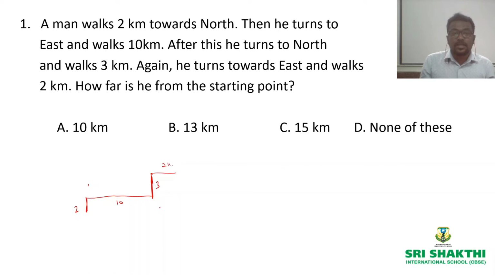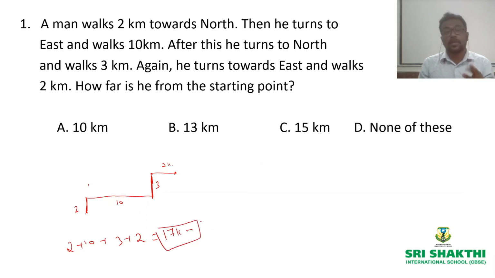How far is he from the starting point? So from here to this particular point, how far is he? This is a general question. Mostly students who don't know the concept of the Pythagoras theorem will simply add all these: 2 plus 10 plus 3 plus 2, which comes to around 17 kilometers. But this is not the right answer. If you are well aware of the Pythagoras theorem and the shortest distance, you can easily apply it.